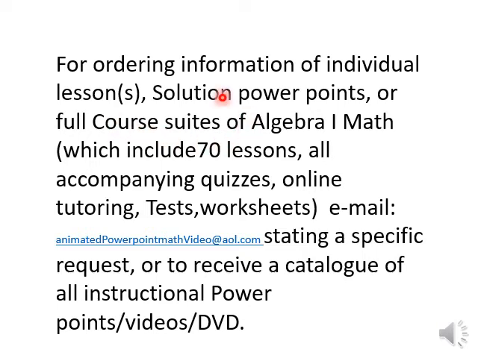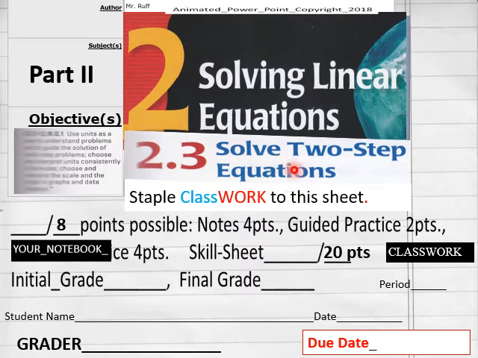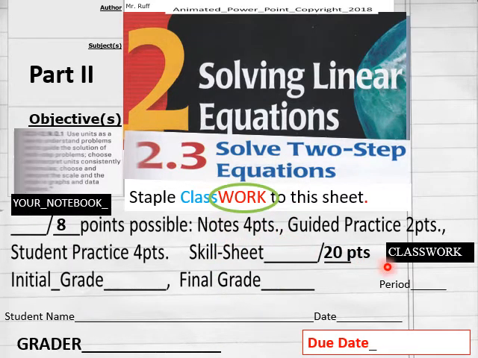Hello everybody, getting ready to do lesson 2.3 part 2 today of Algebra 1 Math, solving two-step equations. And you got 20 points on your class worksheet, have that ready to go. 8 points will go into your notebook or your notebook guide.